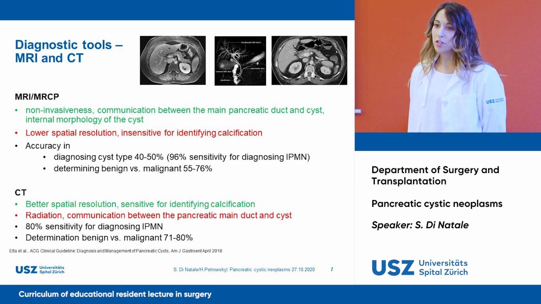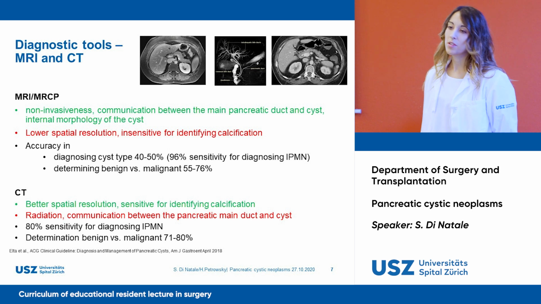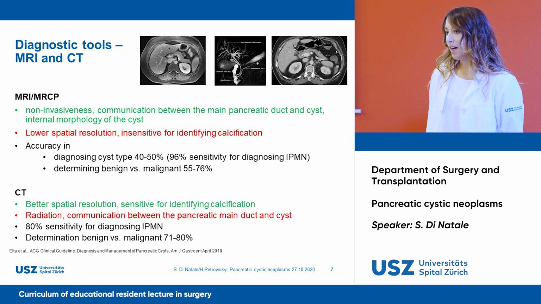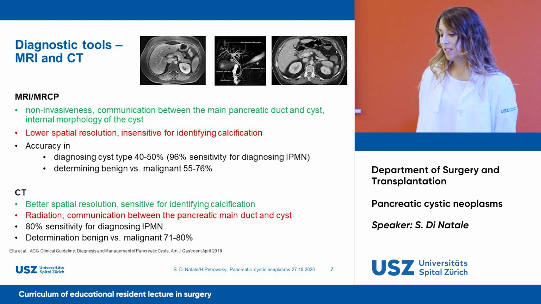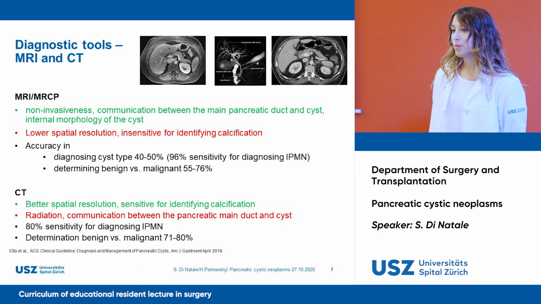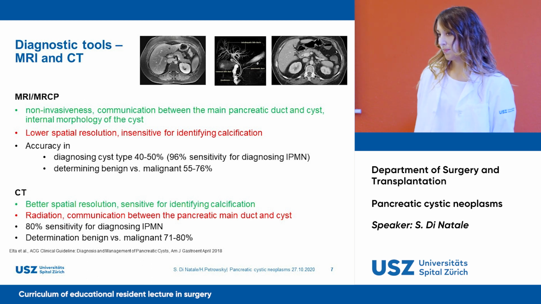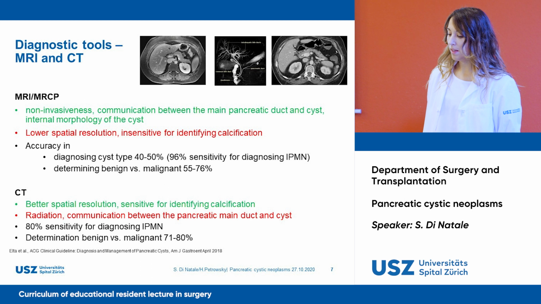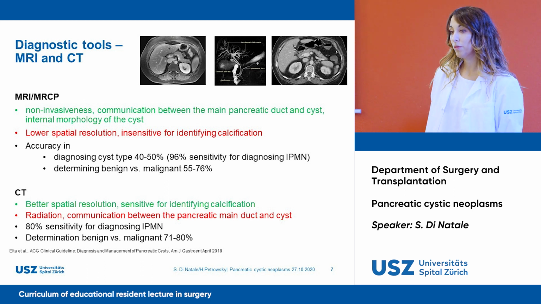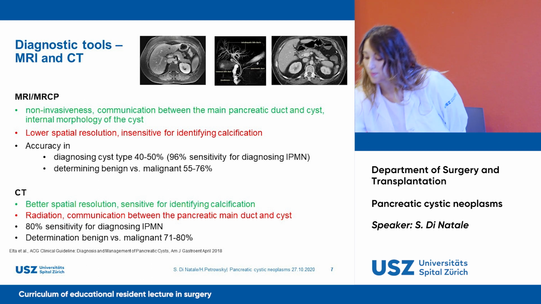Now, different studies showed an accuracy in diagnosing cyst type between 40 and 50%. MRI and MRCP have a high sensitivity for diagnosing IPMN, which was found to be up to 96%. The accuracy in determining benign from malignant pancreatic cysts was found to be between 55 and 76%.